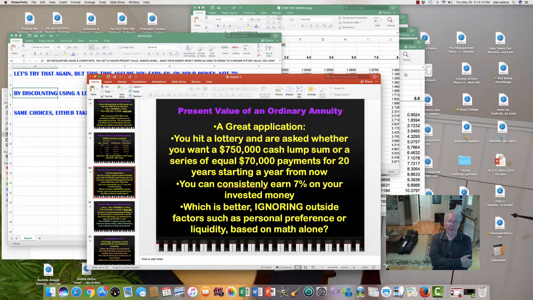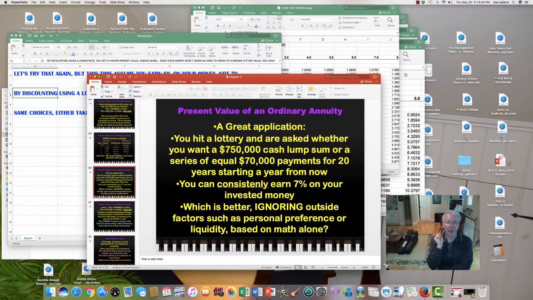Okay, so if the state offers you $1.4 million, I made these numbers up, 20 annual payments of $70,000 starting a year from now, or they say instead, we'll give you cash of $750,000 today. Which one do you take? You cannot answer that based on numbers because time separates them. You can't compare 750 today to 1.4 million received in the future. You must factor in the time value of money.